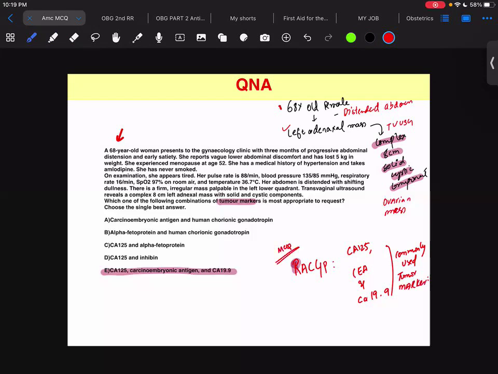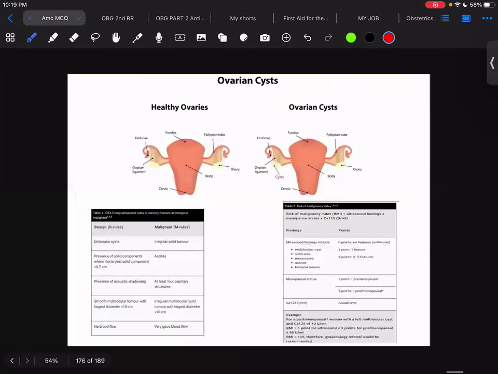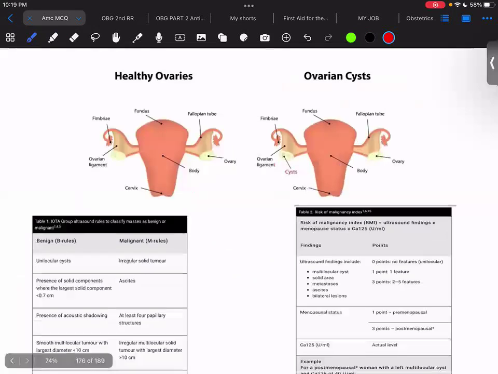This is the MCQ. Let's move forward and talk about the ovarian cyst. You can see these are the healthy ovaries, followed by the ovarian cyst. What is an ovarian cyst? There is a mass which is filled with fluid, or rather we can say there's a sac which may be filled with fluid in the ovary. Therefore it's an ovarian cyst.